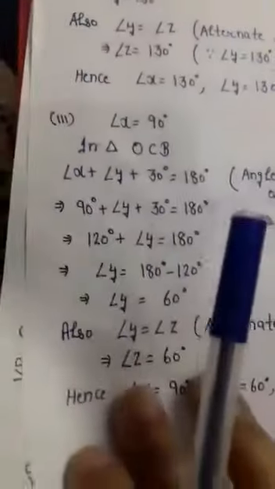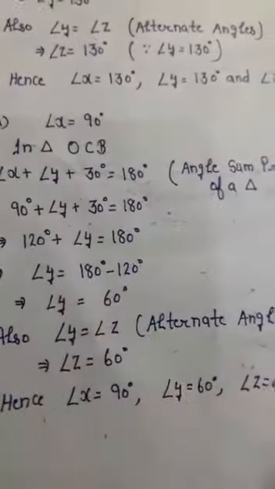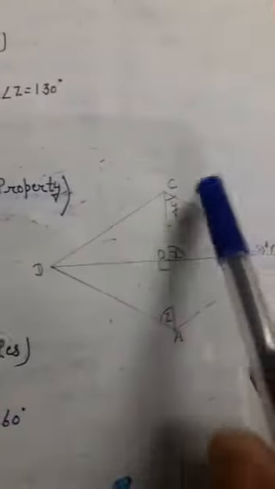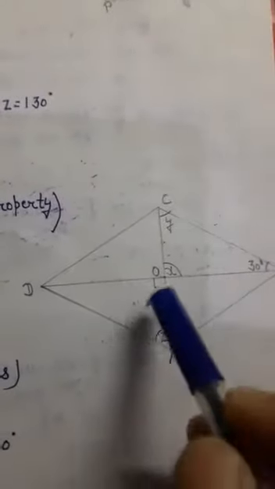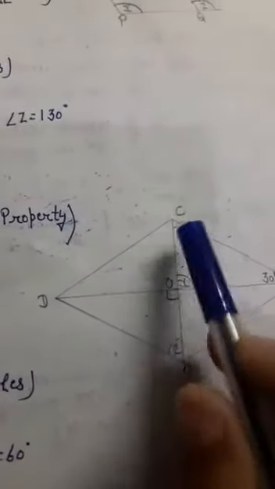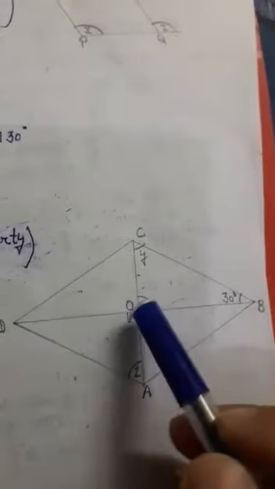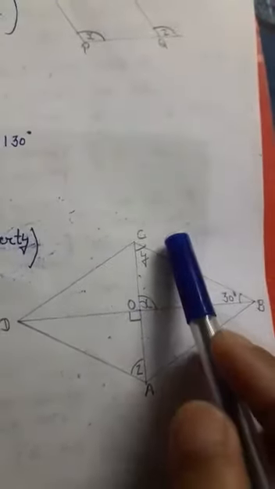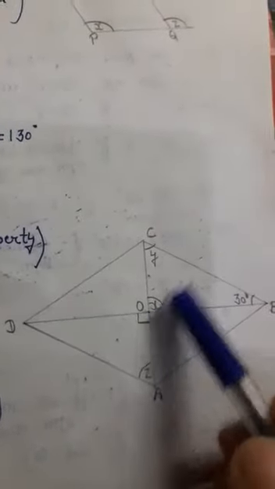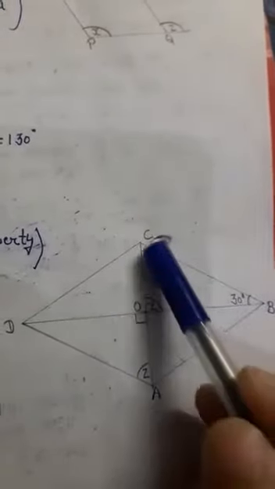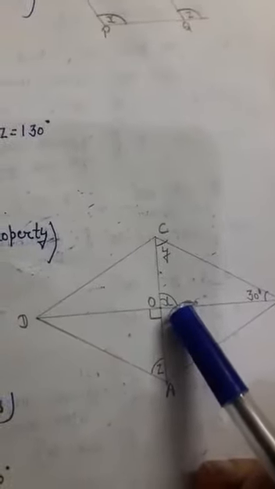Next, it's the third part. Again, we are given a parallelogram ABCD, and we have to calculate the values of angles X, Y, Z. Yes, angle X equals 90 degrees. Now, take triangle OBC. If this angle is 90 degrees, then it's a right angle triangle, and this angle is 90 degrees.